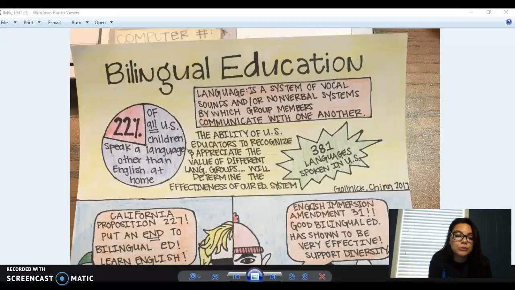As an integral part of our lives, the diversity and richness of language systems in the U.S. reflects the richness and diversity of our American culture. The ability of U.S. educators to recognize and appreciate the value of different language groups will ultimately determine the effectiveness of the education system.